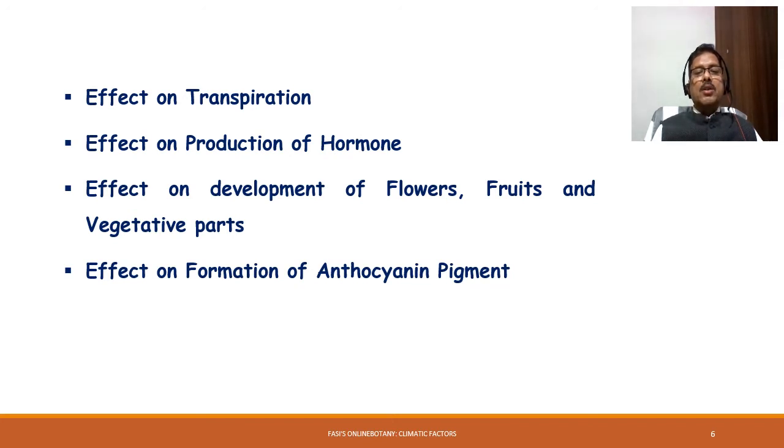Then, effect on production of hormones. Light inhibits the synthesis of auxins or growth hormones in plants, as a result of which the shape and size of the plant get modified.